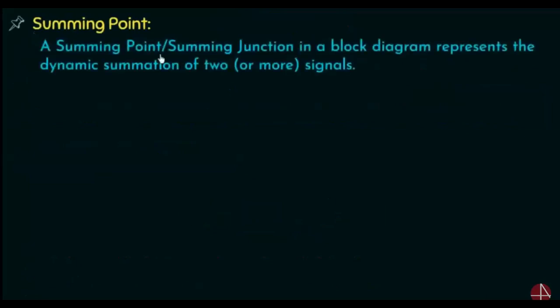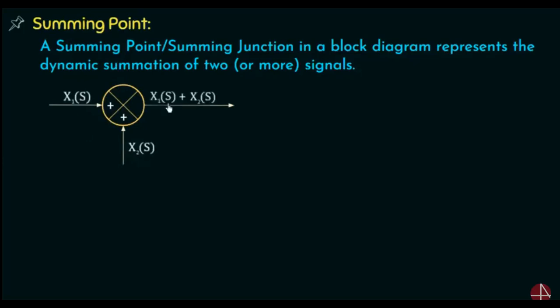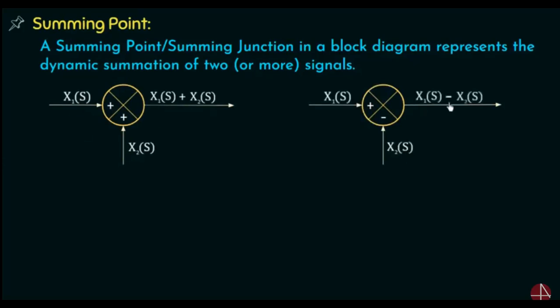A summing point or a summing junction in a block diagram represents the dynamic summation of two or more signals. So wherever we want to add two or more signals in a block diagram, we will use a summing point. This is the symbol of a summing point, which is used to add two signals. If this signal is x1 of s and this signal is x2 of s, then the resultant signal will be x1 of s plus x2 of s. On the other hand, if this is the summing point we are using and this signal is x1 of s and this signal is x2 of s, then the resultant signal will be x1 of s minus x2 of s.